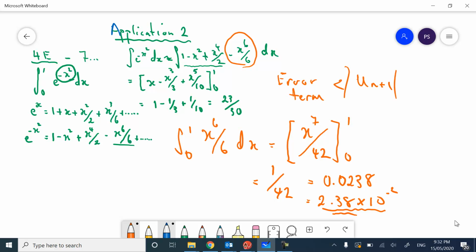So that's another application of where we can do integrals that we can't normally do. We approximate them. That's not terribly accurate, but certainly if we took another couple of terms, we could get a much better approximation to that integral. Okay, that's applications video number 2.